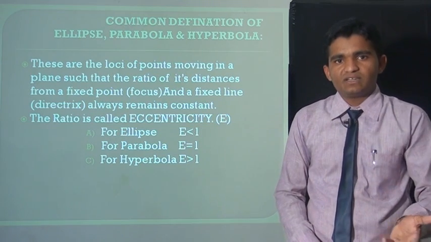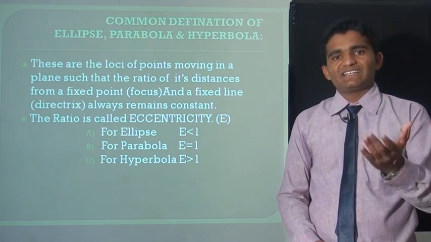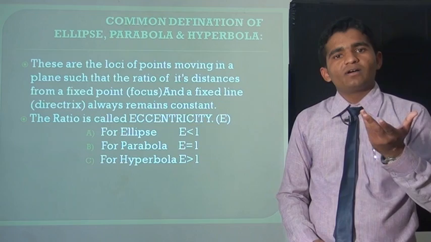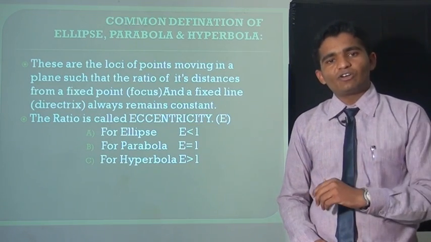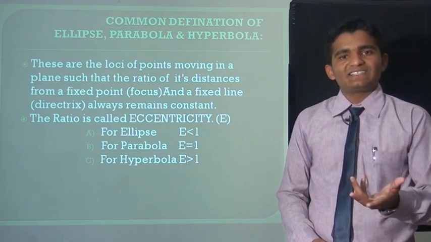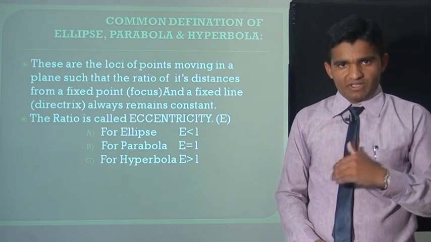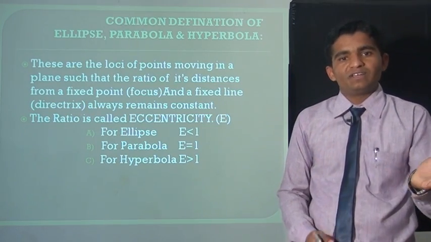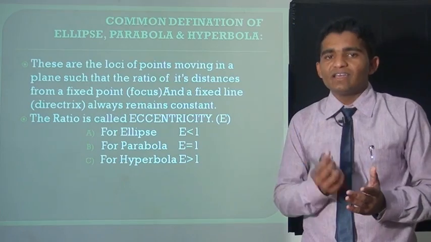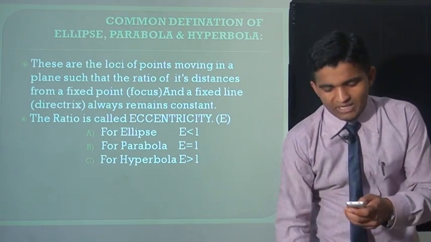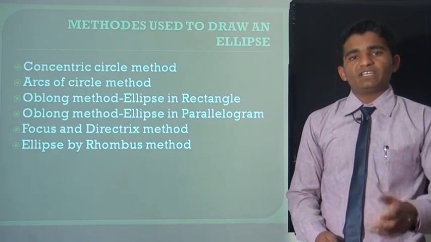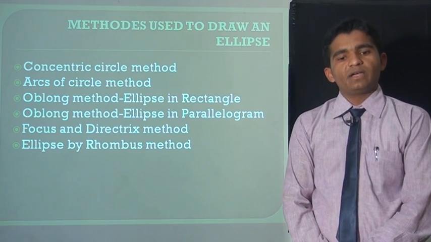As per our discussion, for an ellipse eccentricity is less than 1, for a parabola eccentricity is equal to 1, and for a hyperbola eccentricity is greater than 1. If eccentricity is less than 1, then it is definitely an ellipse. So now let's move on to the various methods used to draw an ellipse.